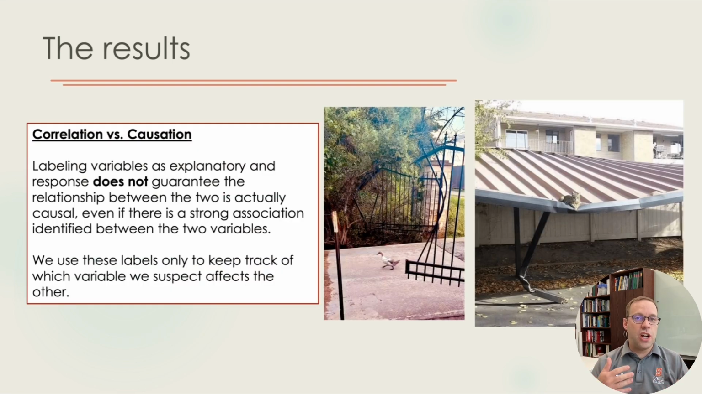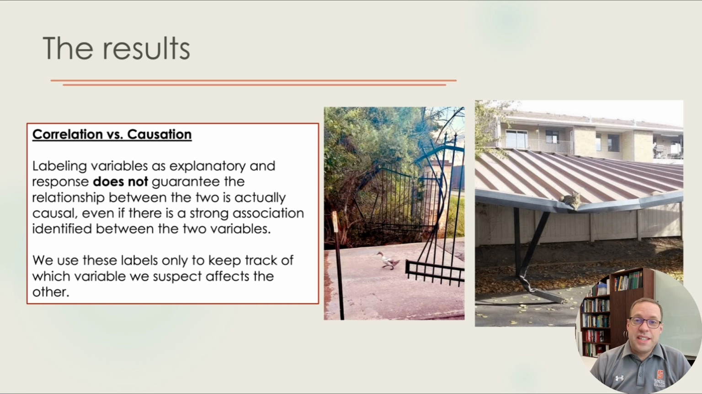Now, we have to be careful when we talk about explanatory and response variables, because when we do that, we often think, oh, there's a good association between them. Therefore, the explanatory variable causes the response variable. We've got to be very, very careful that just because there is an association, even if it's a strong association between the two variables, that does not guarantee that the relationship between the two is causal, meaning variable A does not necessarily make B happen. We only use the variables to help keep track of the variables that we suspect influence each other.